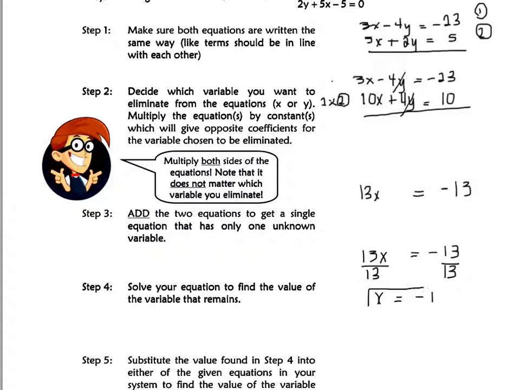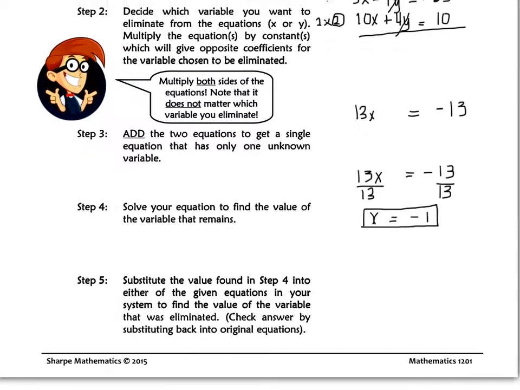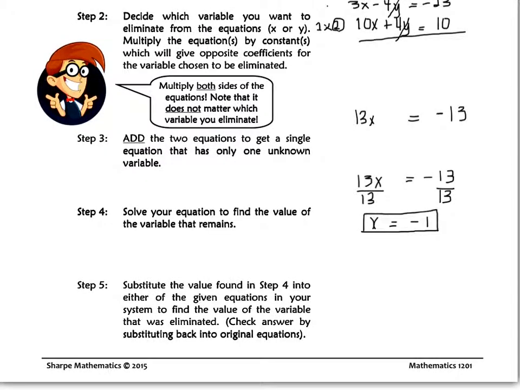So now we have x equals negative 1, so we know the value of x, but we need to find y. So what we need to do now is go back into one of the given equations that we started with and substitute negative 1 in for x in your equation, and then solve the resulting equation for y. So I'm just going to pick the first equation to sub back into.